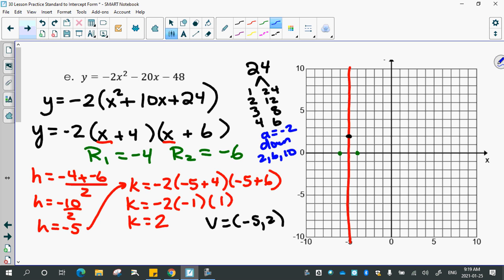So from your vertex, you go over 1, down 2, we land on our intercepts, which is good. Then over 1 and down 6. And we can't fit the 10 on, so we just draw it in, arrows on the ends. And then do your vertex form.